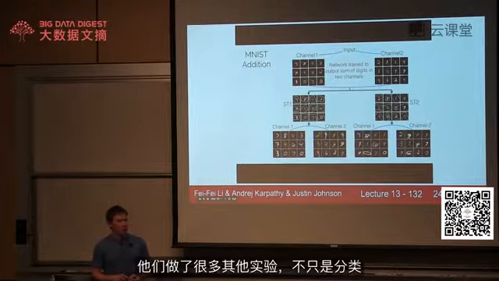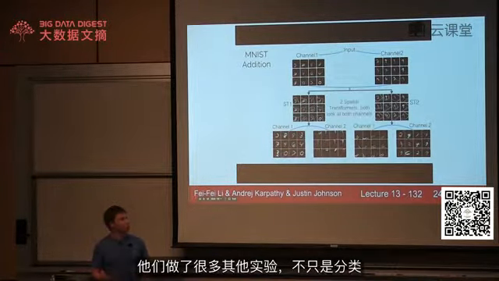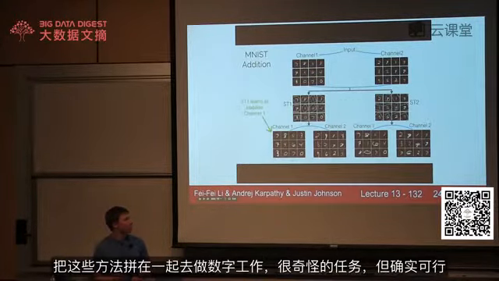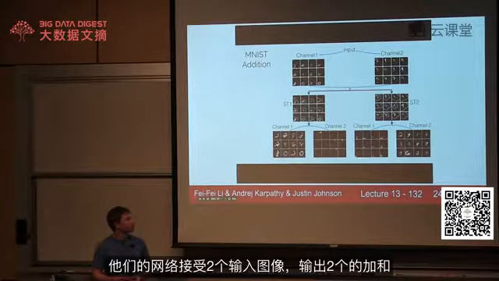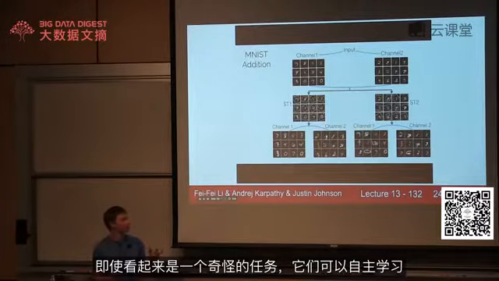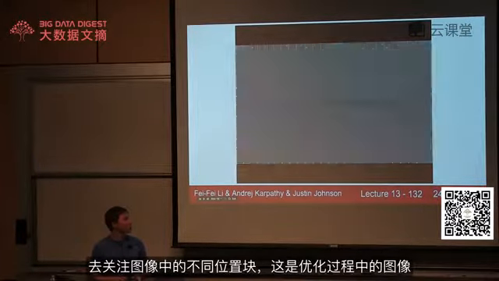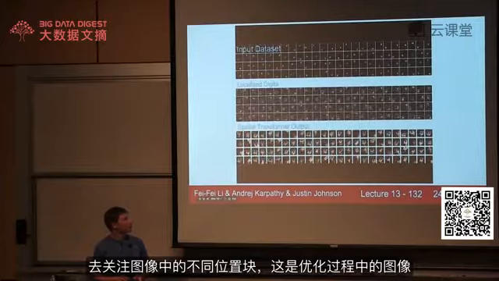And they do quite a lot of other experiments. Instead of classification, they learn to add together 2 warped digits, which is kind of a weird task, but it works. So the network is receiving 2 input images, and it needs to output the sum. Even though this is a weird task, it learns that it needs to attend and unwarp those images. So this is during optimization.